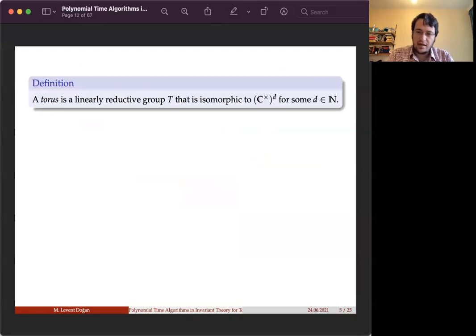Okay, let's formalize that. A torus is the direct product of D copies of the multiplicative group of the field, where D is a natural number. It is called the rank of the torus. This rank also coincides with the dimension of the torus as a variety, but we keep the term dimension for vector spaces to avoid confusion. And a note for maybe the expert audience, these tori happen to be precisely the class of reductive commutative connected groups.